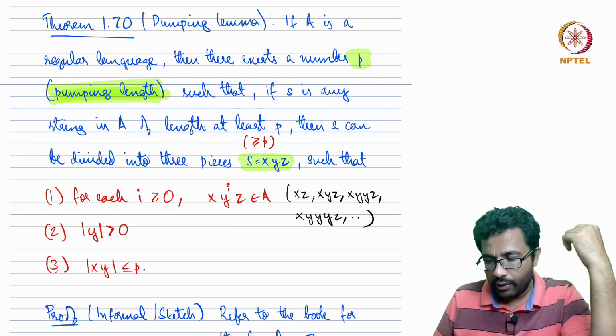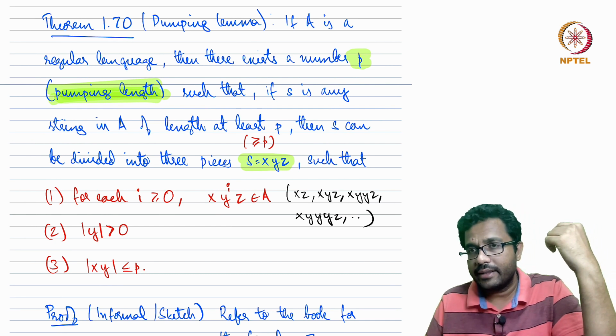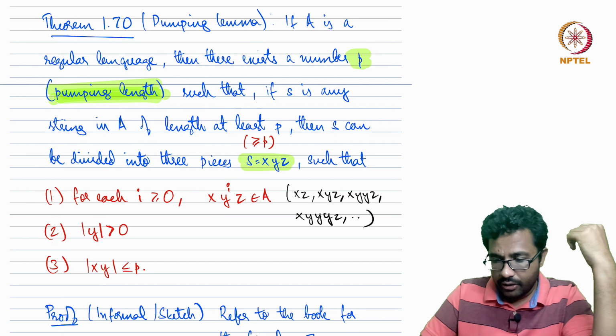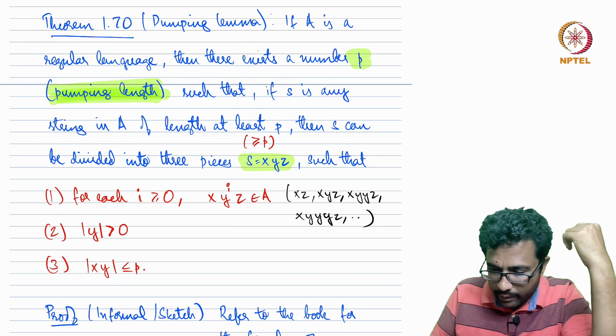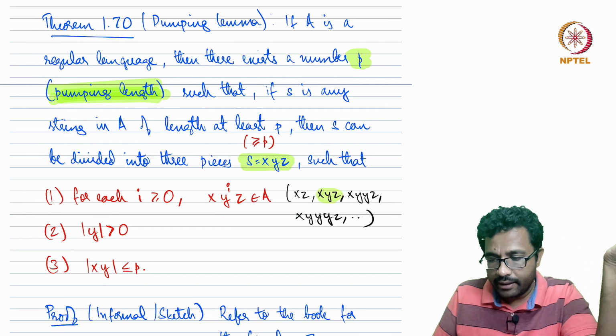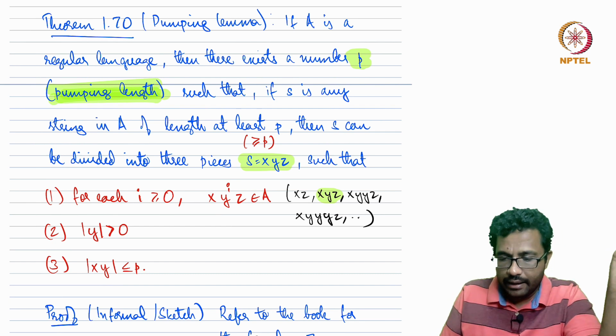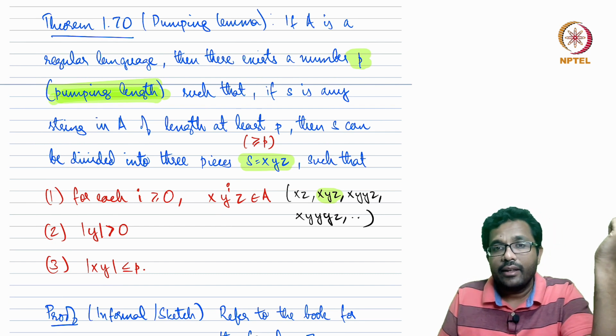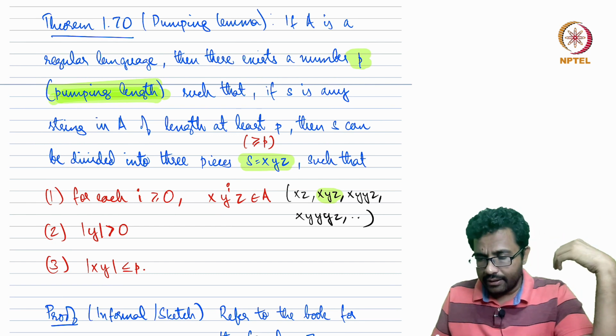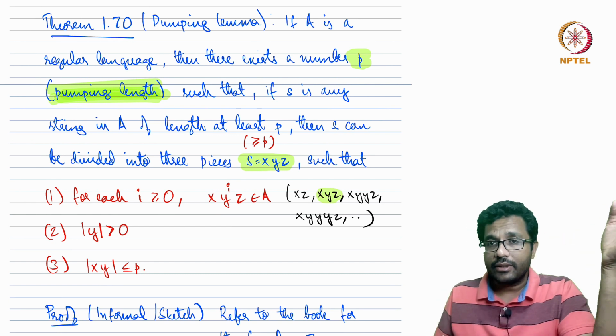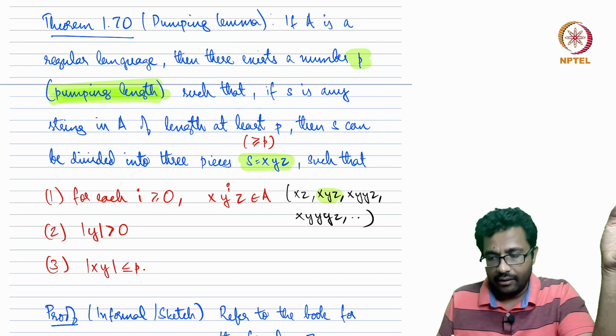All these strings x, y, x, z, x, y, z, x, y, y, z, all of these strings are in A. So we know that x, y, z is in A because x, y, z is equal to s, and by the statement itself we chose s to be a string in A, right? But what it is saying is that all the other strings, in fact an infinite number of strings, all of them have to be in A, right?